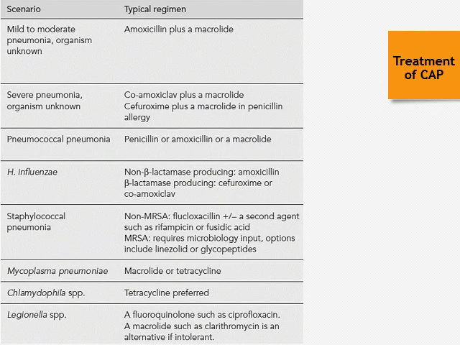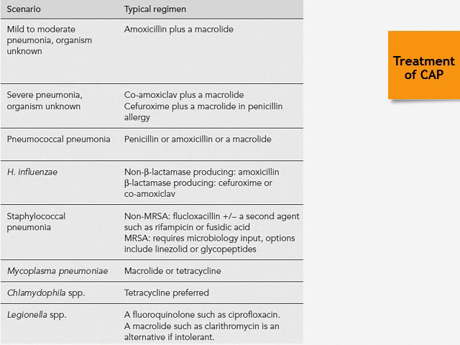If the staphylococcal pneumonia is non-MRSA, that is not methicillin resistant Staphylococcus aureus, it is not resistant to methicillins, so we can administer flucloxacillin along with a second agent that may include rifampicin or fusidic acid. And if it is resistant to the methicillins, we call it methicillin resistant Staphylococcus aureus. Firstly we have to go for the culture sensitivity that will clearly show whether the patient is having methicillin resistant Staphylococcus aureus, and if the microorganism is MRSA, then we will go for linezolid or the glycopeptides.